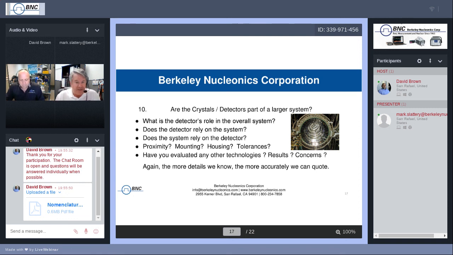This is typically very important in large high energy physics applications, for instance, a particle accelerator or something where we will be bombarding with neutrons and we want to measure what the gamma emissions are. And so we need to make sure that the device is going to be suitable for that type of an application.